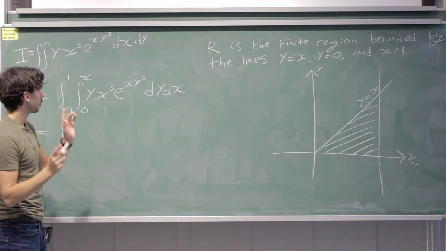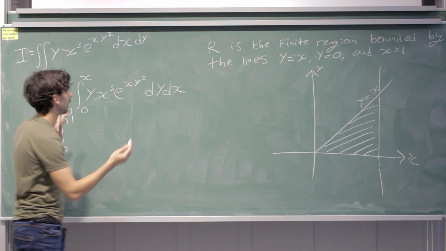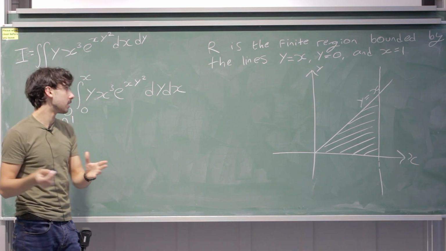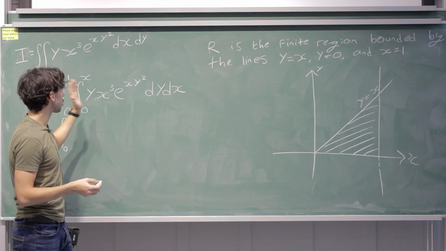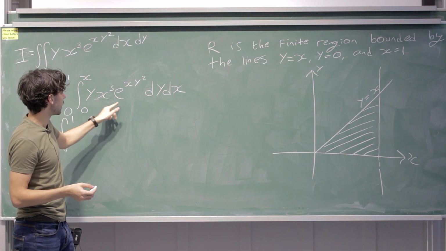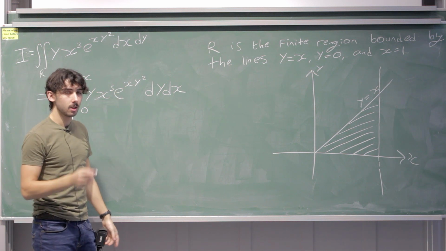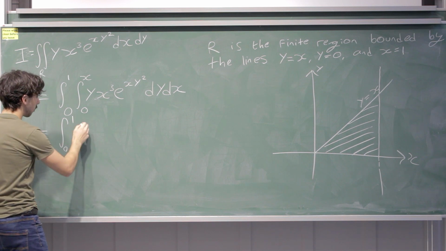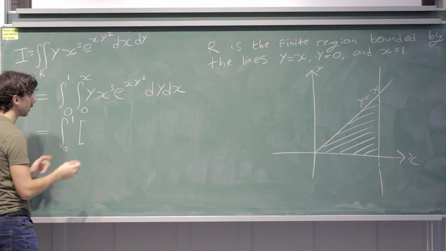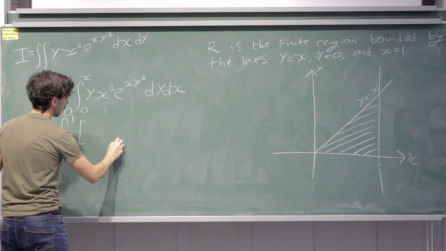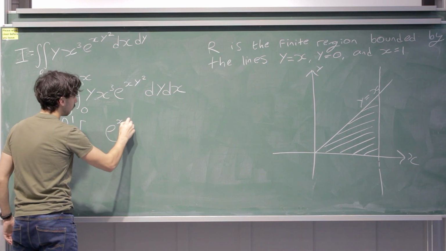So we should suspect that the original function that has been differentiated is of the form something times e to the xy squared. This is my proposition to you: I think it's going to be something times e to the xy squared.